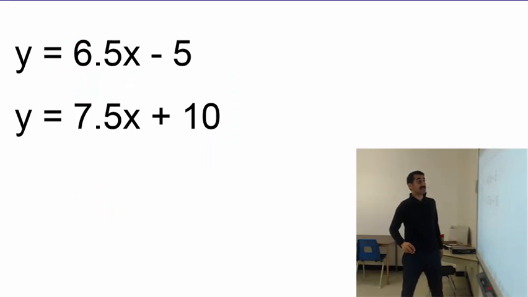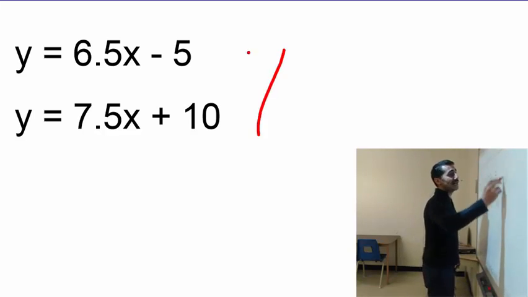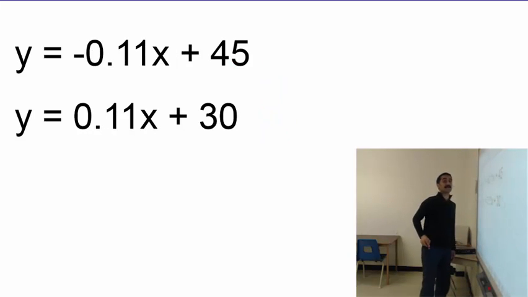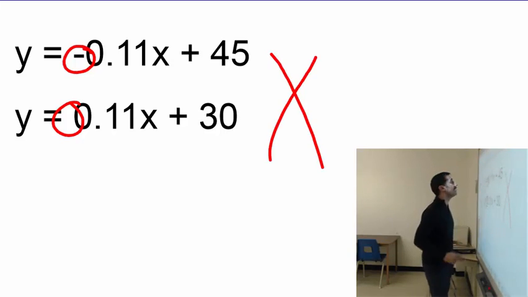Next, I got 6.5. It's a decimal number, and this one is 7.5. Different numbers. These lines are not parallel. How easy, right? Minus 0. I don't even have to read everything else. One of them has a negative sign. The other one doesn't have a negative sign. So, not parallel.